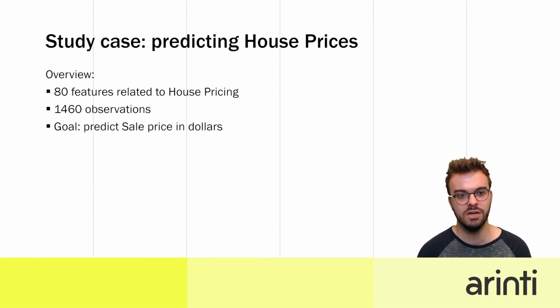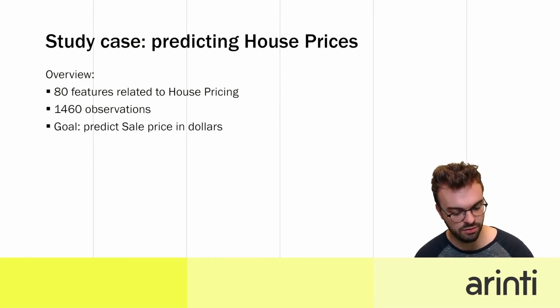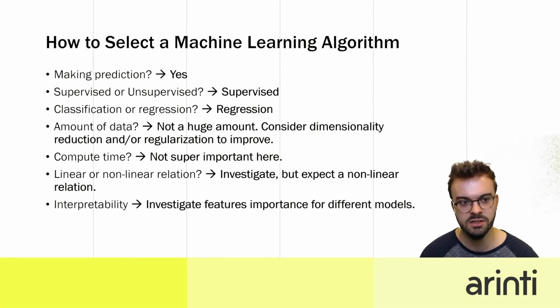This is a real data set that you can find on Kaggle if you've used it before, which is an online data science competition site. For this data set, you want to predict house prices in dollars. We have 80 features given, which are all related to house pricing, and then around 1,500 observations in total.